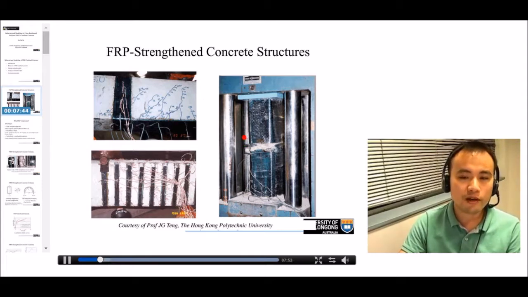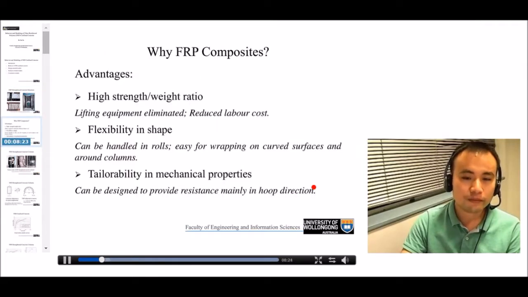We all know that FRP has become more and more popular in the past two decades as a strengthening material for concrete structures. FRP can be used on the bottom of a beam for flexural strengthening, on the side of a beam for shear strengthening. It can also be wrapped around the column to enhance both the load capacity and the ductility of the column. In the last case, the concrete is confined by an FRP jacket or an FRP wrap. And such concrete is the topic of today's talk.